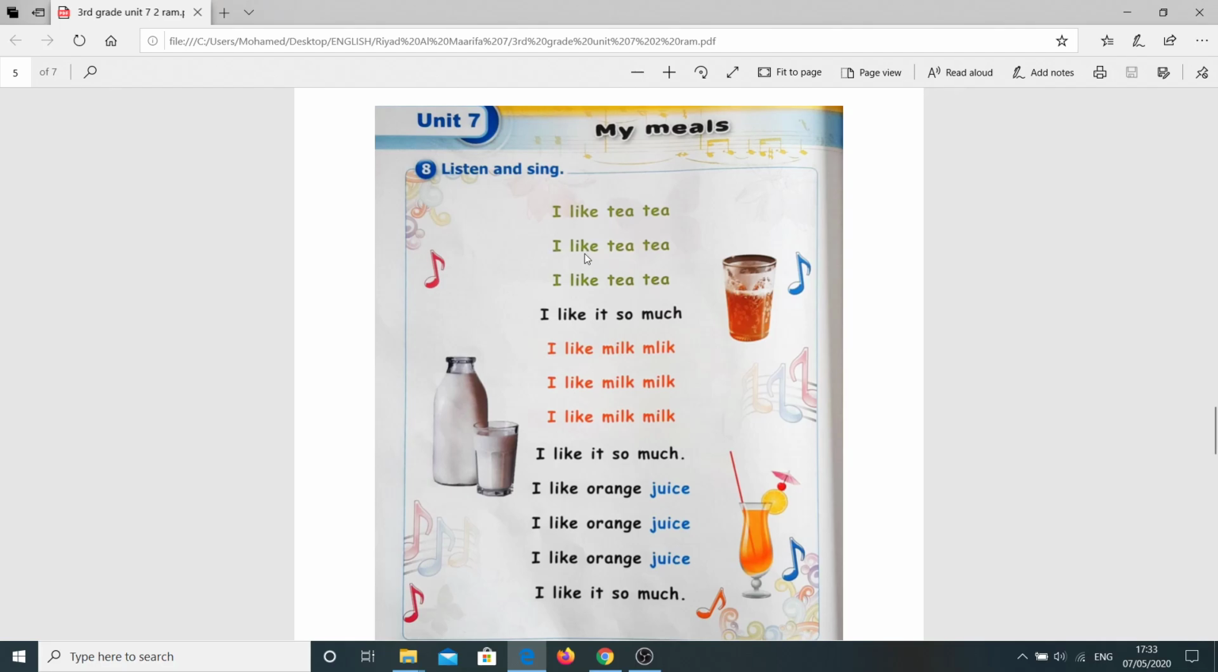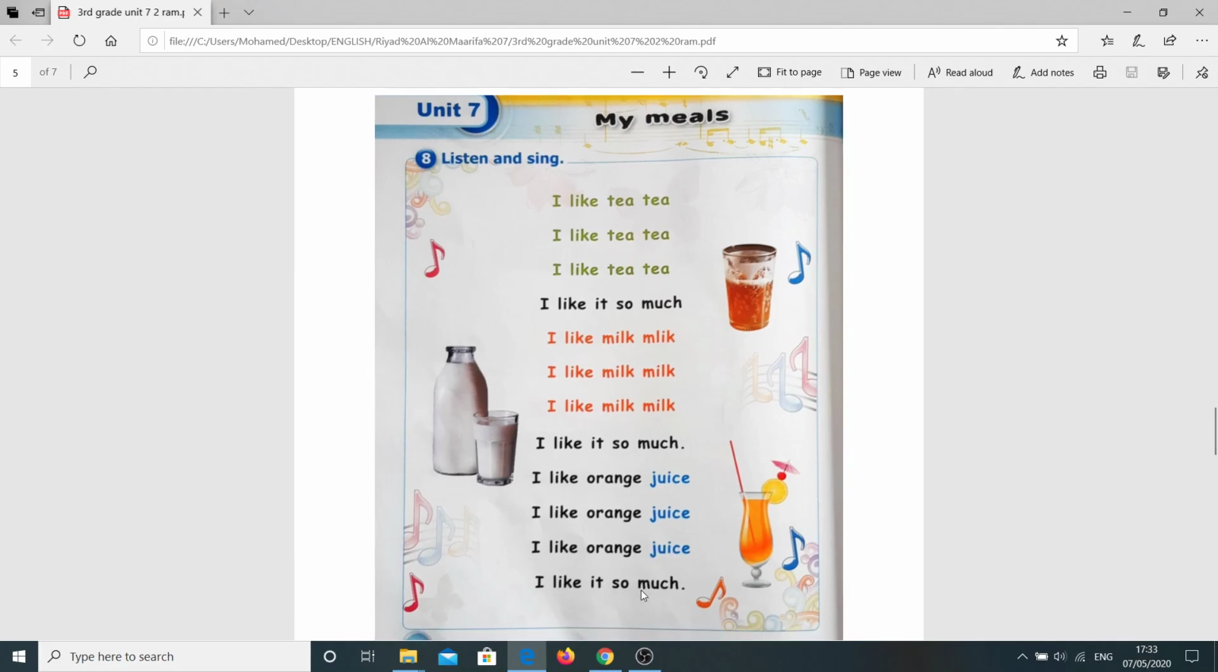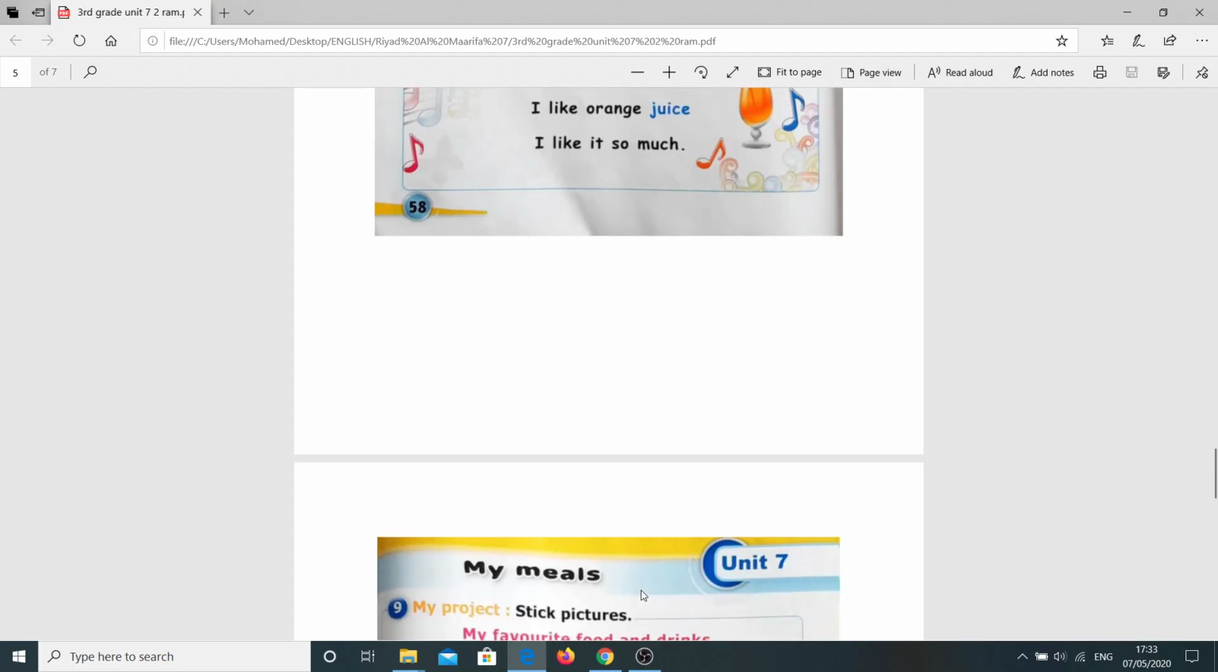I like tea, tea. I like tea, tea. I like it so much. I like milk, milk. I like milk, milk. I like it so much. I like orange juice. I like orange juice. I like it so much. It's funny, eh? I like tea, tea. I like milk, milk. I like orange juice. I like it so much.